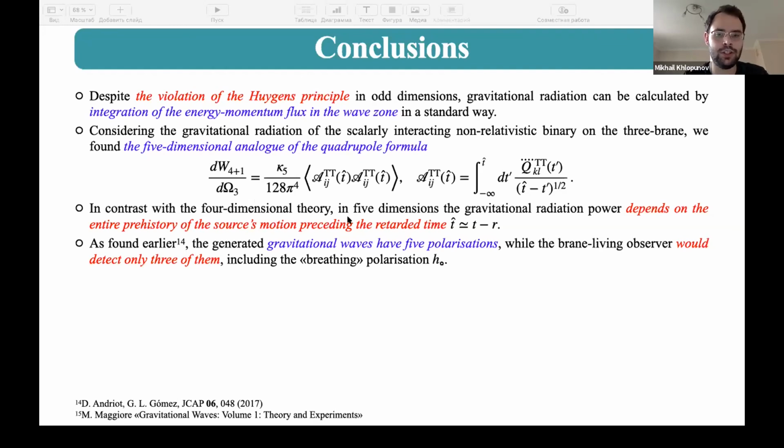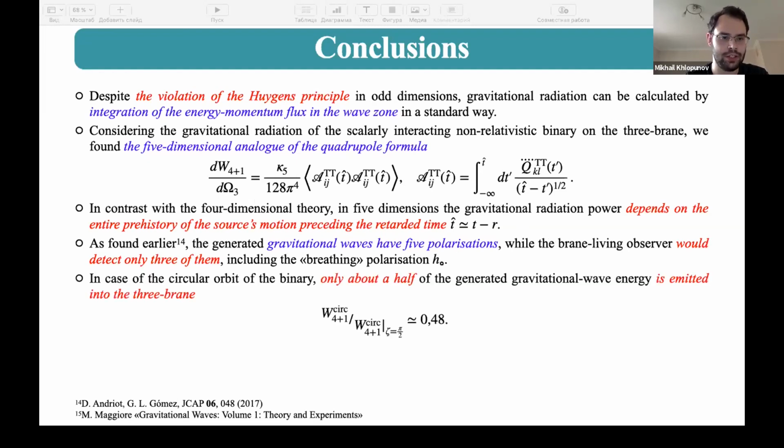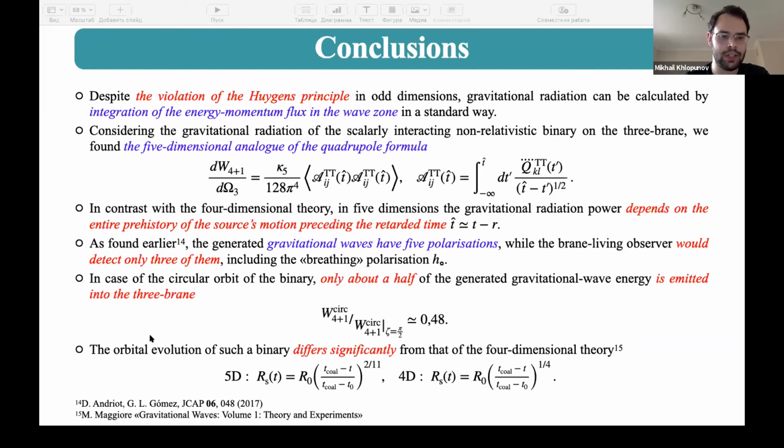Also, we found that the generated gravitational waves have 5 polarizations, and that the brane-living observer would detect only 3 of them, also in the case of the circular motion of the binary, for example. And the third additional polarization will be the breathing polarization. Considering the case of circular orbit of the binary, we found that only a half of generated gravitational wave energy is emitted into the free brane. And also we considered the quasi-circular orbital evolution of the binary and found that it differs significantly from the 4-dimensional theory.